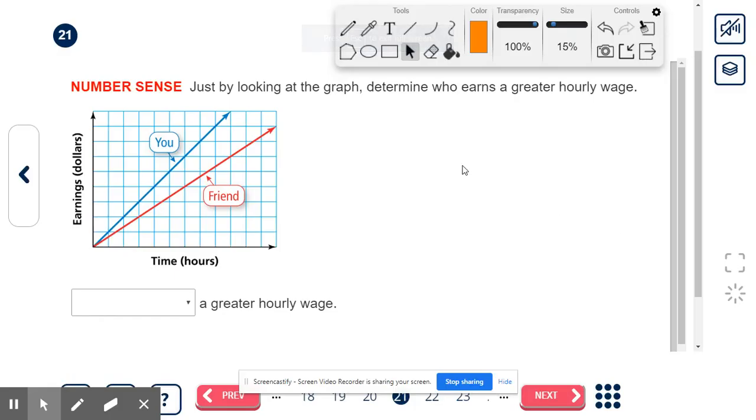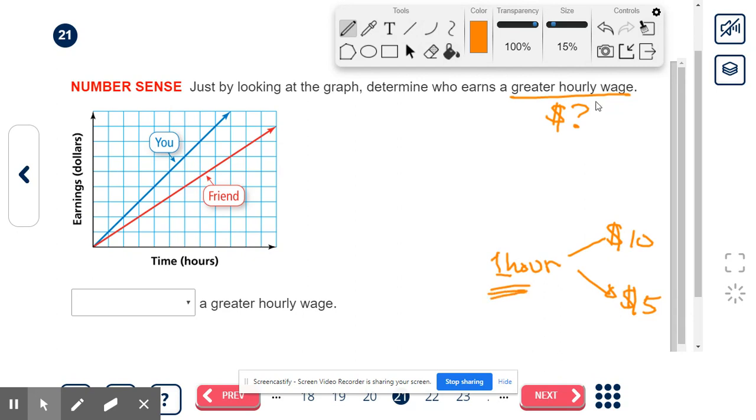Okay, for our next problem, it says, just by looking at the graph, determine who earns a greater hourly wage. So that means who earns more money, right? When you compare two things like who earns more, we need to have the same number of hours. For example, for 1 hour, one person earns $10 and the other person earns $5. So now we can compare who earns more because we have one base, our point of reference, which is 1 hour. The same goes for this graph.